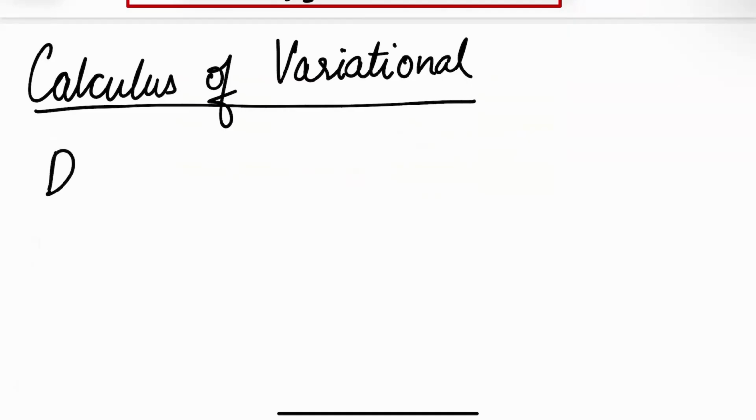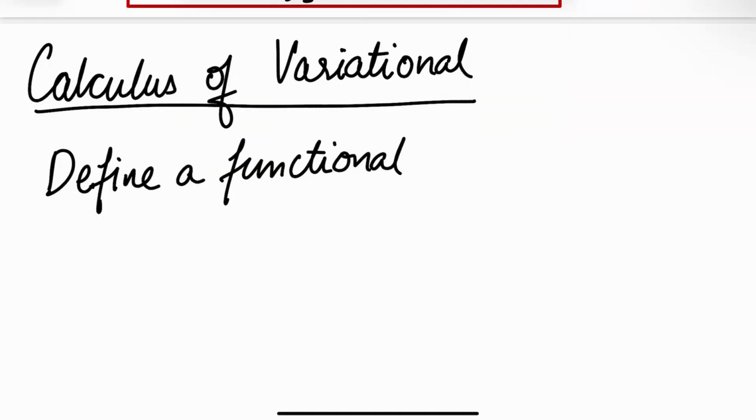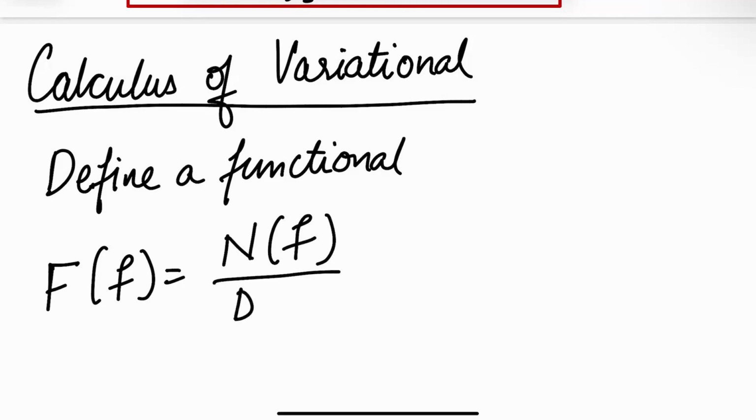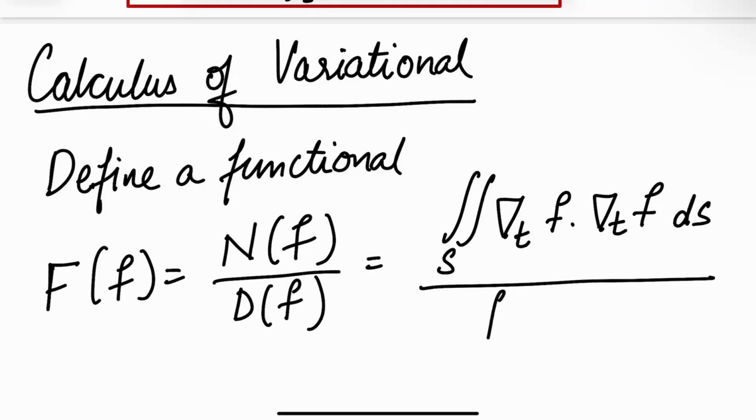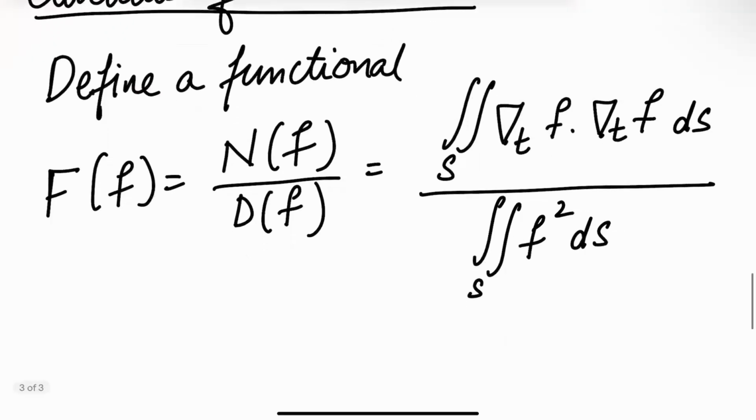We define a functional, and I'll explain what that is. Define a functional F of f, which is N of f over D of f. So it's a quotient of two functionals. The numerator functional N of f is this, ds, and the denominator functional is f squared ds.